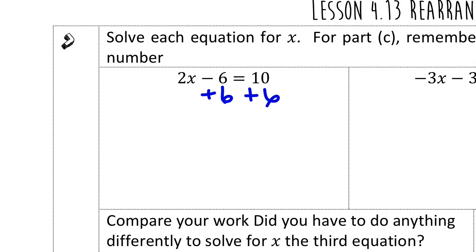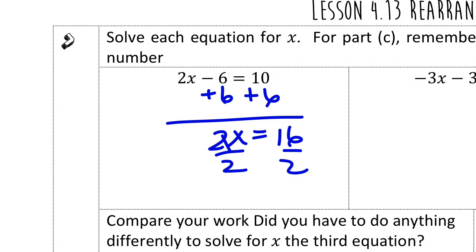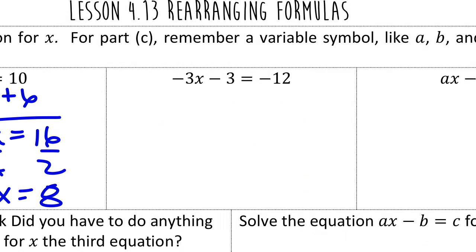You can add 6 to both sides. You get 2x equals 16. If you divide by 2 on both sides, you find that x equals 8. So again, just to recap, we added 6 to each side, and then we divided by 2. Let's take a look at the next equation.